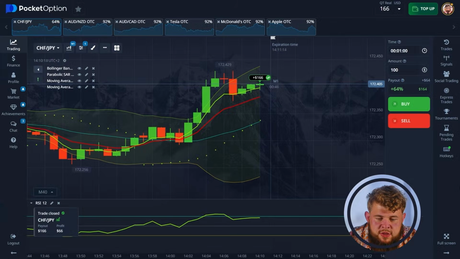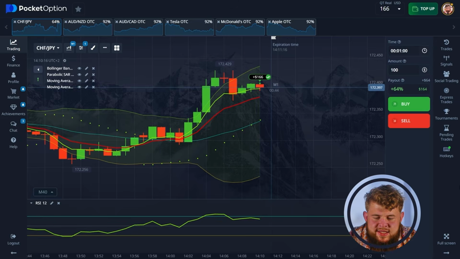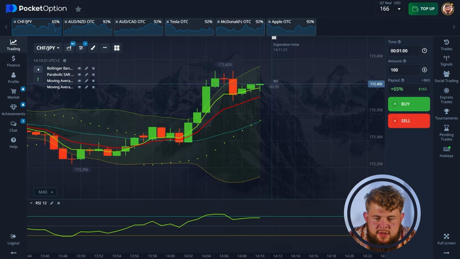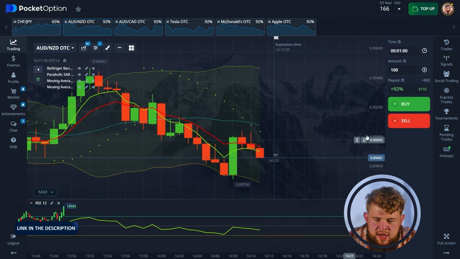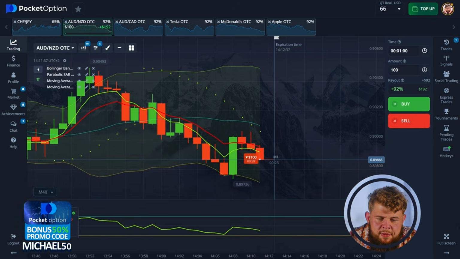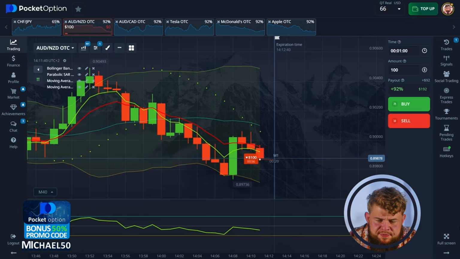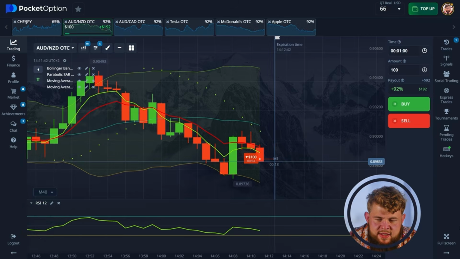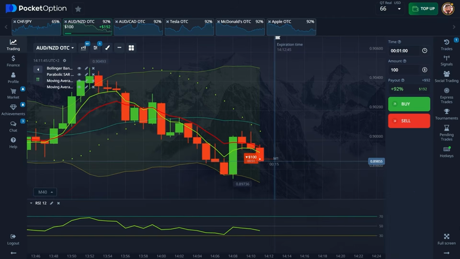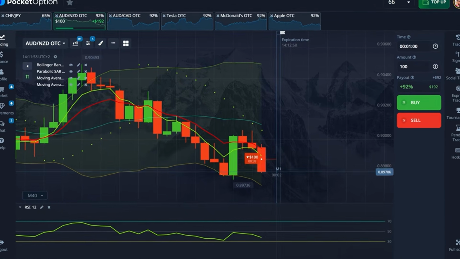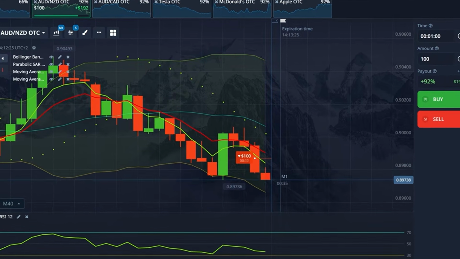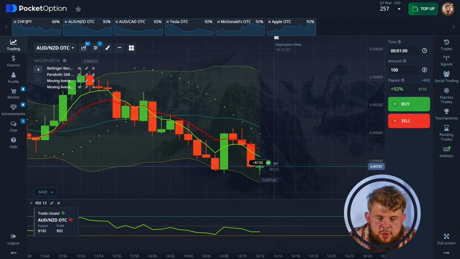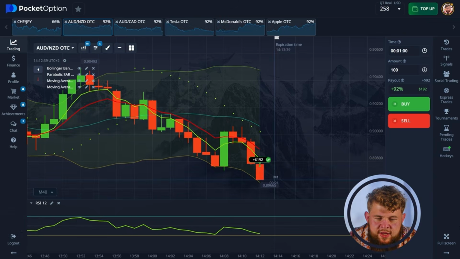So the first trade was profitable one, and we have $166 on the account. This is really good and nice, and let's move forward. Okay, I have changed my mind. Let's open sell position on the AUD NZD. Once again, we have invested $100. It's fine. It's good. So we have $258 on the account right now.